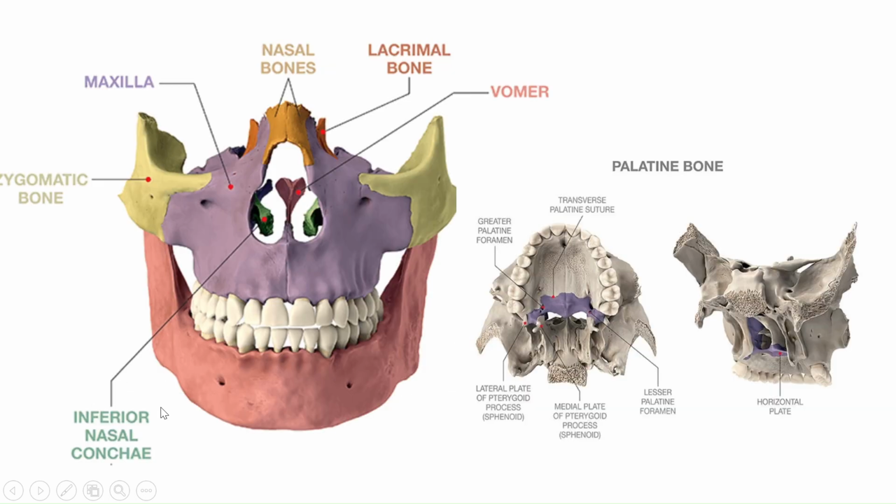Here you can see these are the paired bones: the maxilla, the inferior nasal conchae, the nasal bones, the lacrimal bones here, the zygomatic bones, and you can see in pink color the mandible and the vomer, which are unpaired bones. One more paired bone is the palatine bone, which we are seeing here. It is forming the posterior one third of the hard palate. You have seen it earlier also.